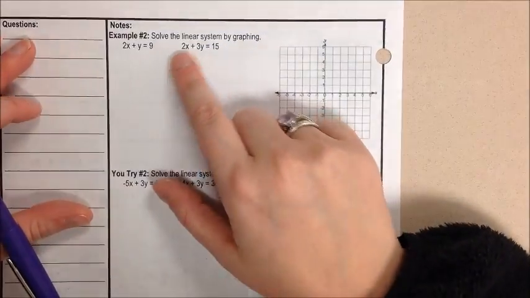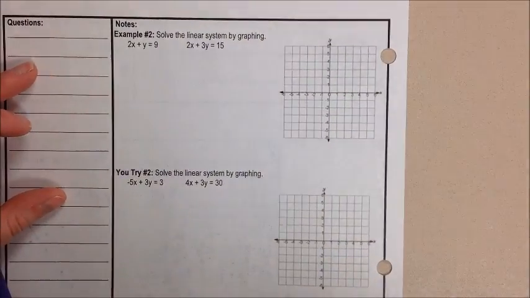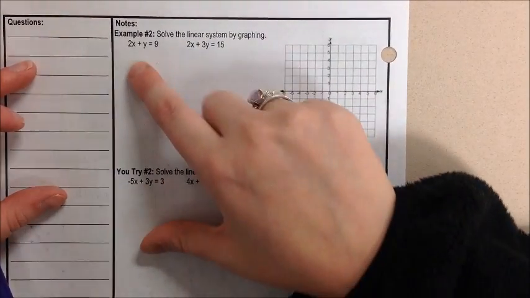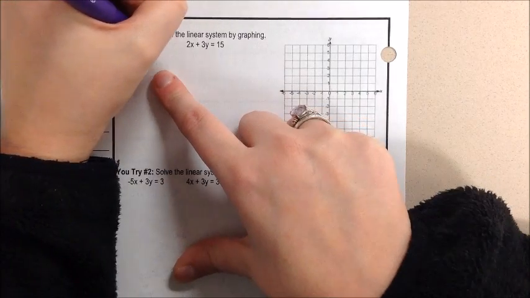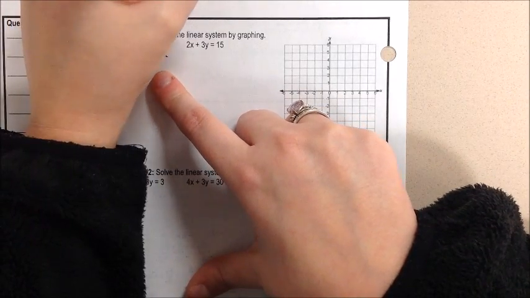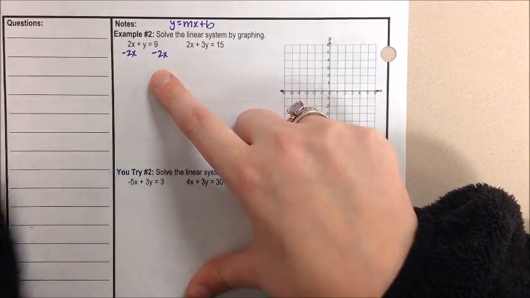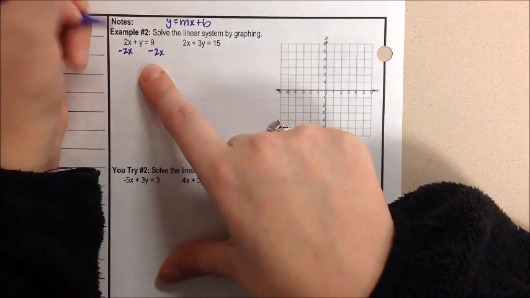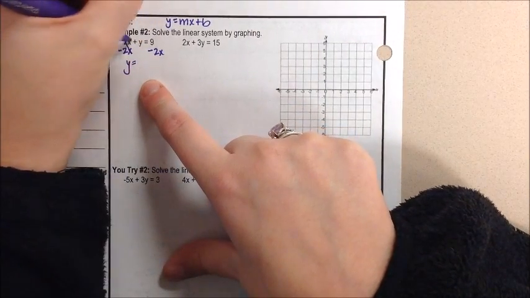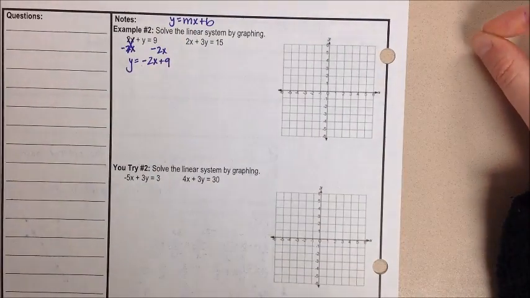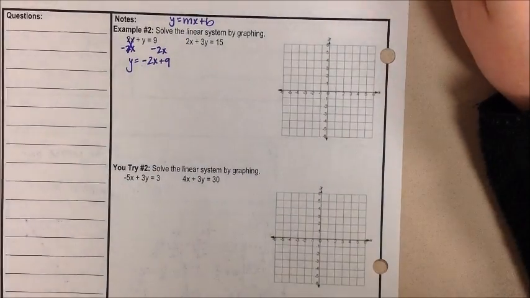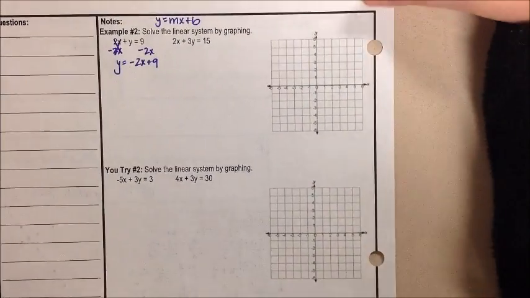Example number 2. We're going to just solve the system by graphing, so we're going to do the same thing we did before. I'm going to subtract 2x from both sides because remember I'm trying to get it into y = mx + b. So I'm subtracting 2x on both sides, so I get y = -2x + 9 for my first one.